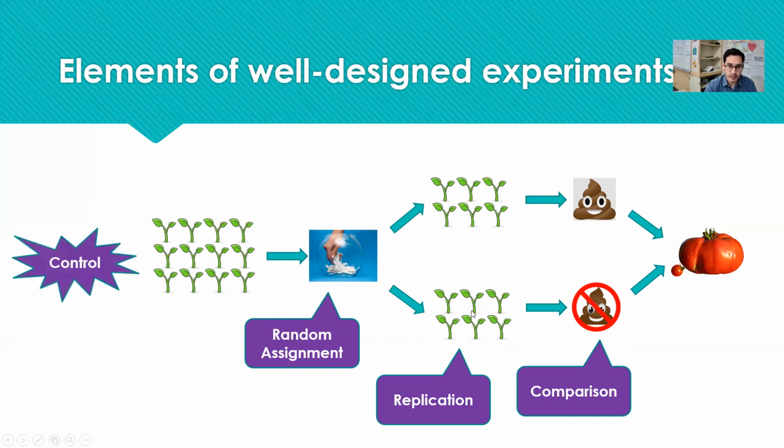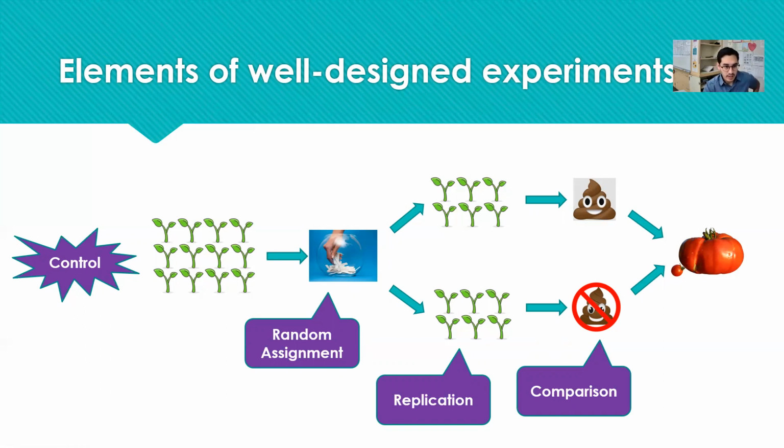And then the fourth element is control. Now, our real purpose is to study the effect of fertilizer, but we know that there are other things that may affect fruit yield, right? And so we want to try to control those things and keep them constant for all the plants.